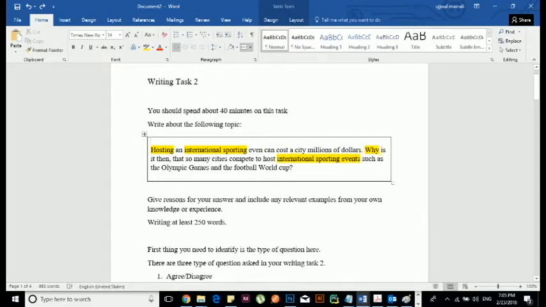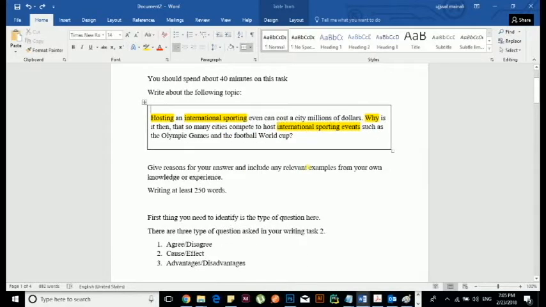Hosting an international sports event can cost a city millions of dollars. Why is it then that so many cities compete to host international sporting events such as the Olympic Games and the Football World Cup? So, let's identify the key points and examine what the question is asking of you. The key points here are hosting, international sporting, and why they are being hosted despite being so expensive and costly.